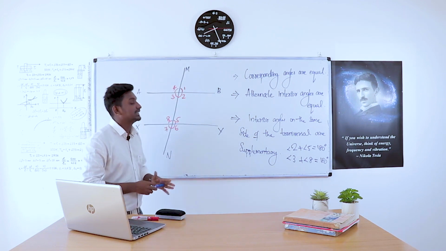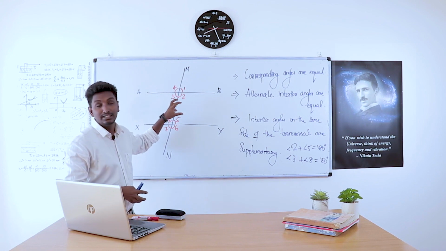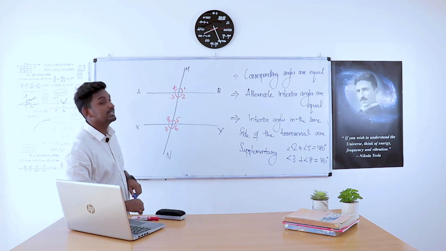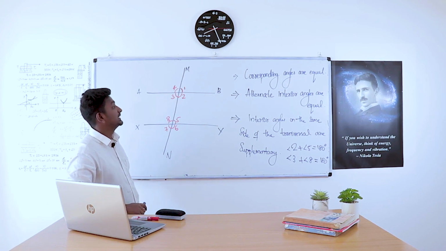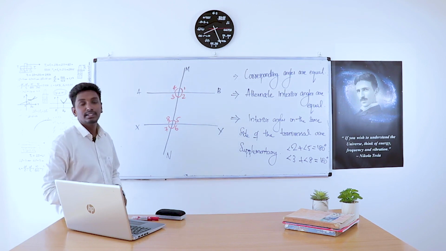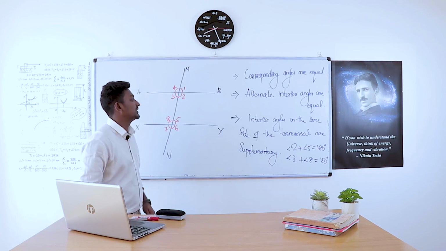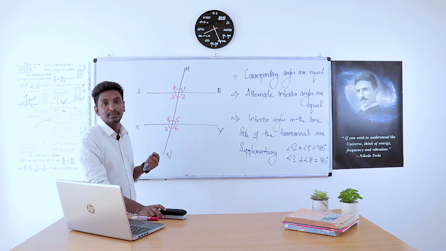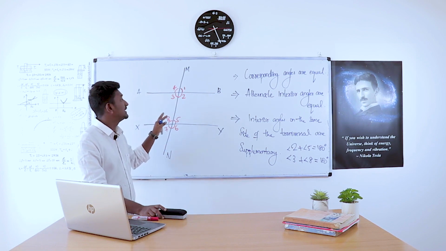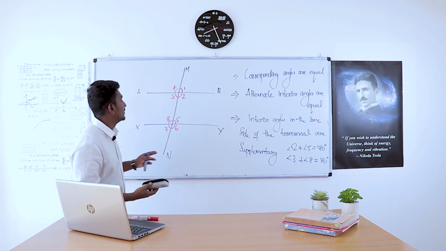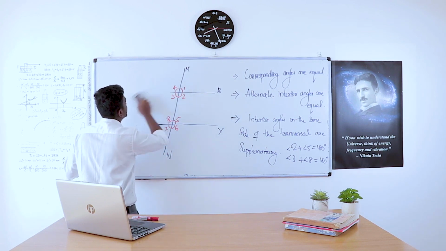So these are the three theorems related to a transversal intersecting two parallel lines. The first theorem is that corresponding angles are equal. The second is that alternate interior angles are equal. The third is that interior angles on the same side of the transversal are supplementary. Clear? Now we have one more case.